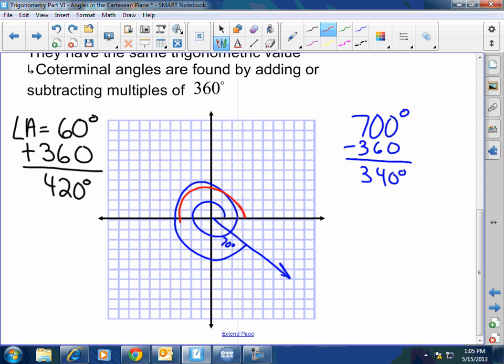So I went 180, 270, and another 70. Hey, wait a second. Don't I end at the same spot? That's what a coterminal means. Coterminals are angles that end at the same spot.